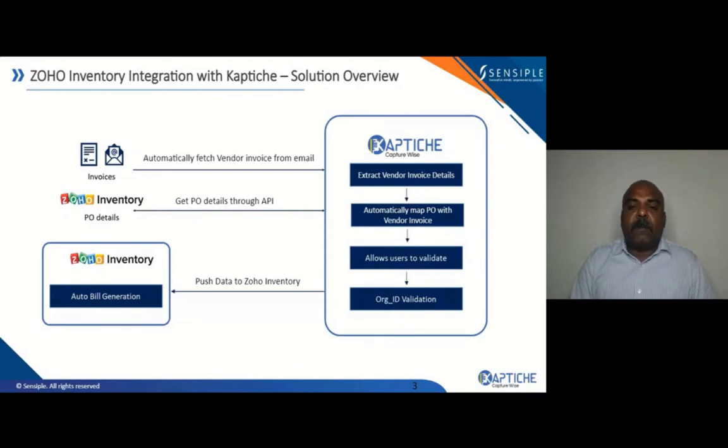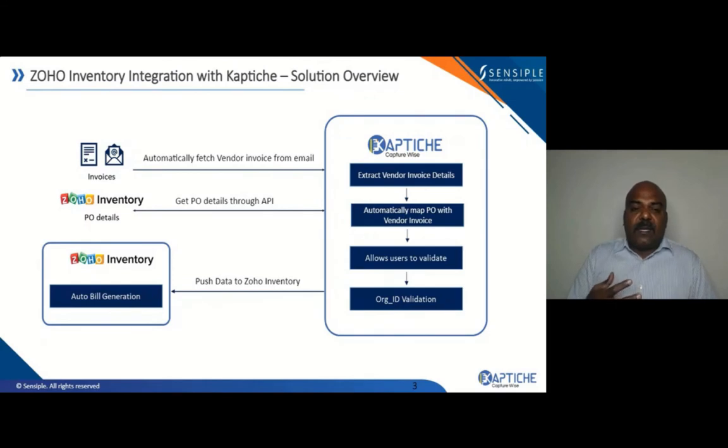into the Kaptiche portal. And as soon as Kaptiche receives the document, it will start its extraction based on the training that it got earlier from the administrator. It starts extracting the contents from the vendor invoices. And once the extraction is done, it goes to Zoho Inventory to fetch the PO detail of that particular invoice, the respective invoice. And it compares with the purchase order. At this stage, three things can happen.